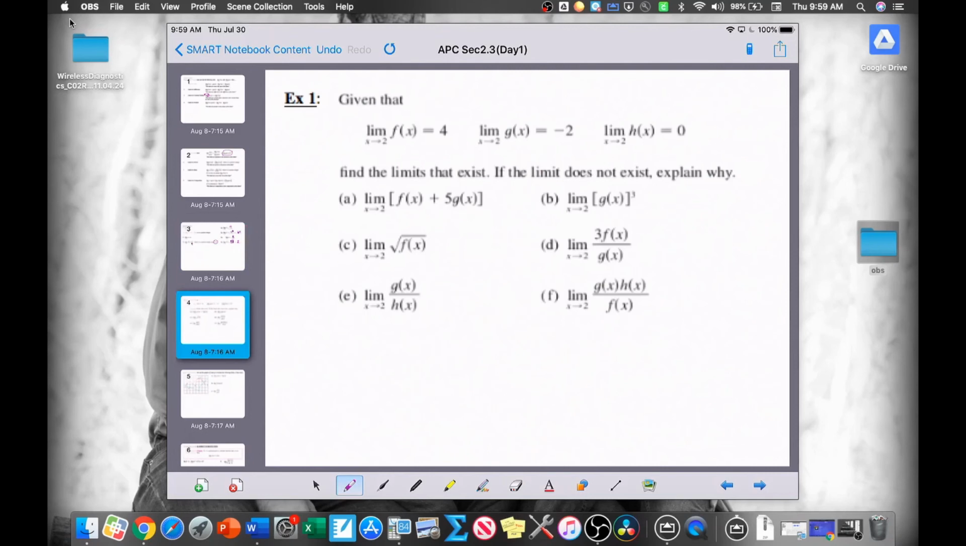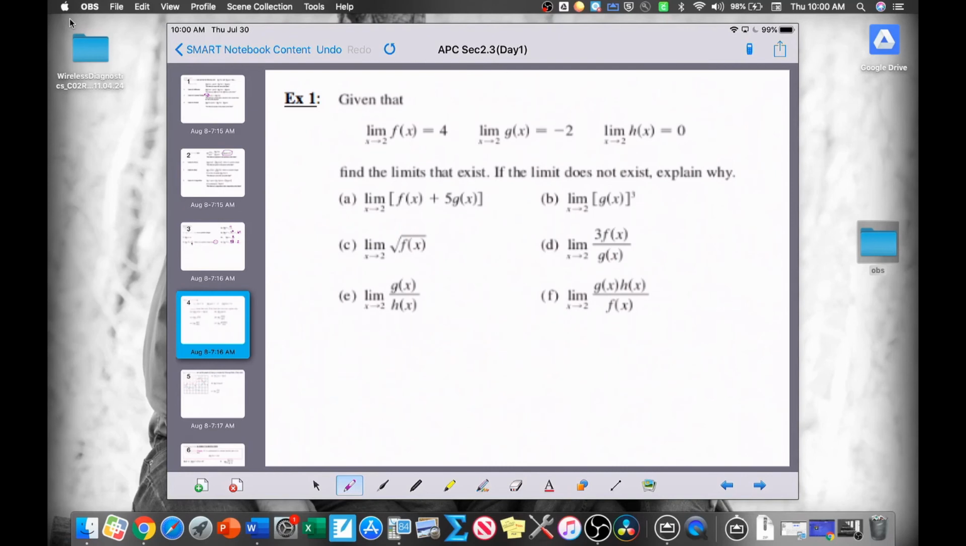Continuing our practice of the limit laws, let's take a look at the following examples. We're given 3 limits at the top. The limit as x approaches 2 of f of x is 4. The limit as x approaches 2 of g of x is -2, and the limit as x approaches 2 of h of x is 0. So given those 3 pieces of information, we're supposed to apply those to the following examples.